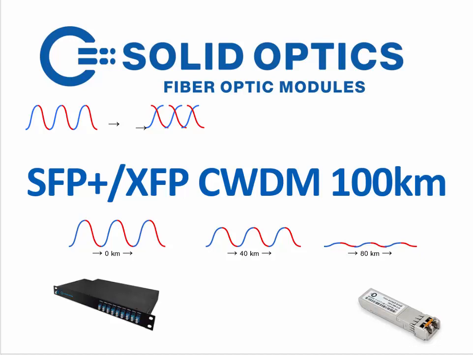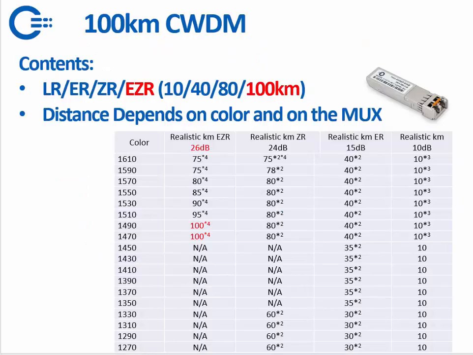This movie is about SFP+ XFP CWDM 100 kilometers. We added this to our portfolio. We do have a lot of requests for it, but there are some limitations, and this movie will explain it. We added the part name EZR, for extended ZR, or 100 kilometers or 26 dB.